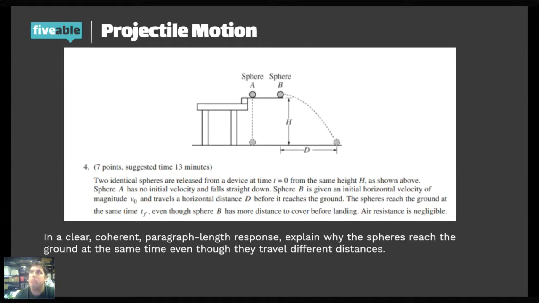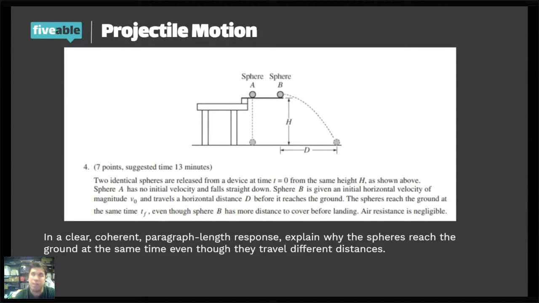And so this had multiple parts to it. They had you do some free body diagrams, make some graphs of velocities and stuff like that. But the last part, where most of the points are for this problem, is where I want to focus right now. And it's in a clear, coherent paragraph length response. This, if you don't know, always shows up on the AP exam.